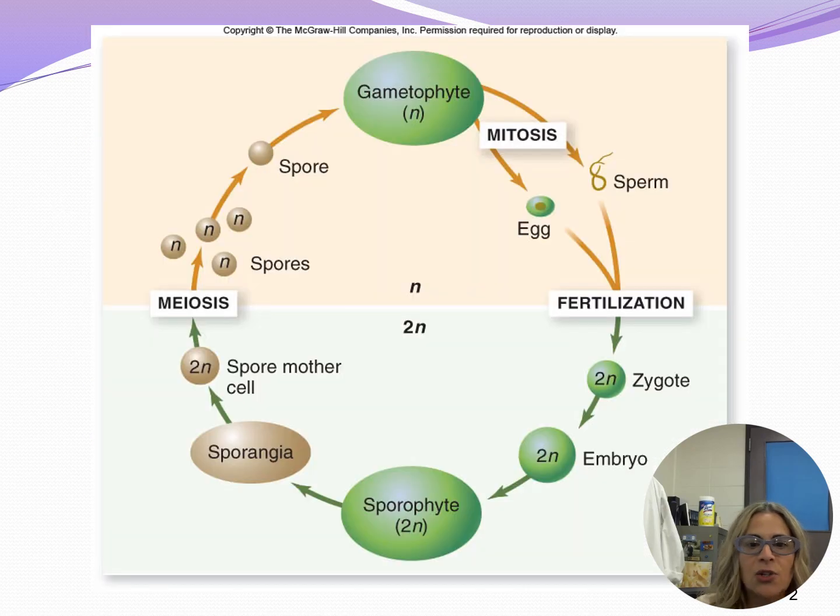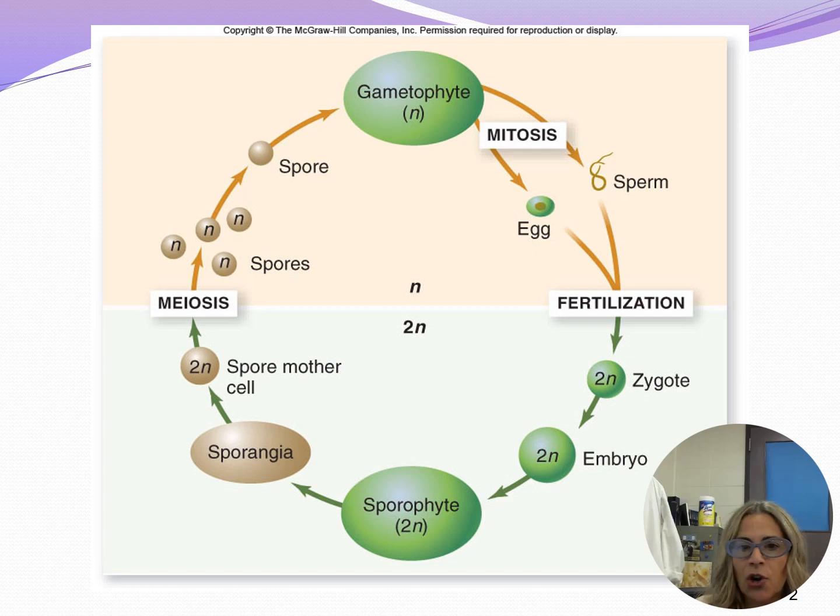So moving along to some of our diagrams here, now we can see that we're looking at just a general alternation of generations diagram here. So this is quite general. But what we always want to look at is the ploidy, where meiosis is happening, where mitosis is happening, and what is happening when we have fertilization.